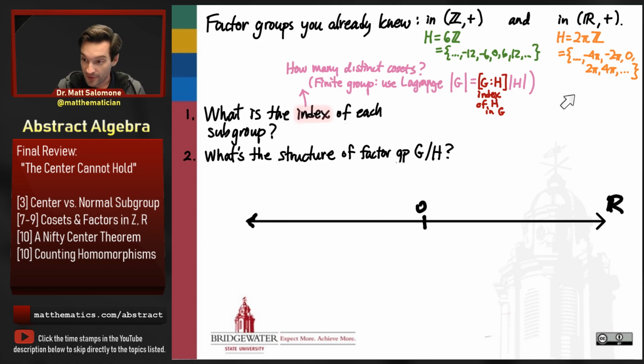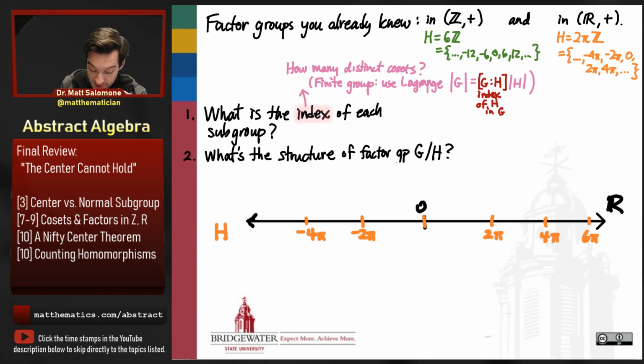And then inside of that real number line, I'm singling out a cyclic subgroup generated by 2 pi. And so H is going to contain 0. It's going to contain 2 pi, 4 pi, 6 pi. It's going to contain negative 2 pi, negative 4 pi, and so on. Okay, H.